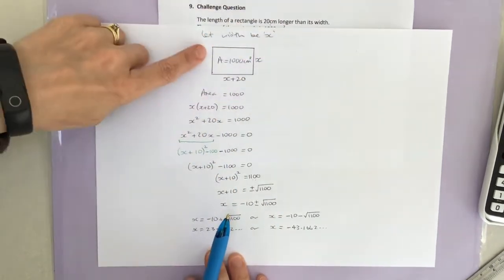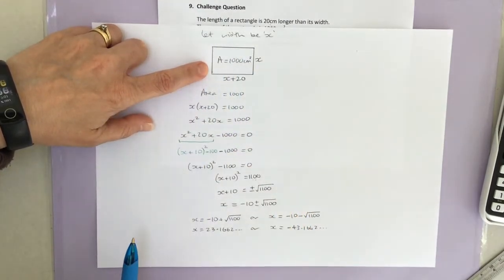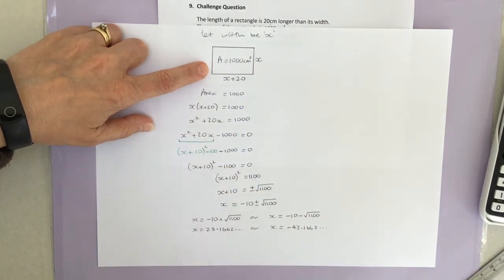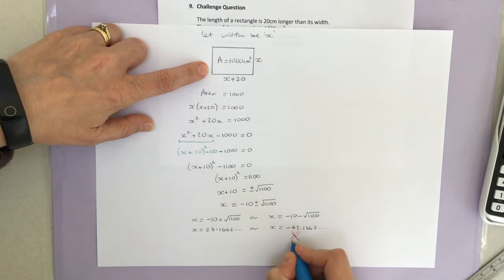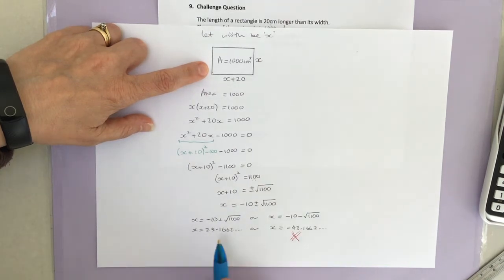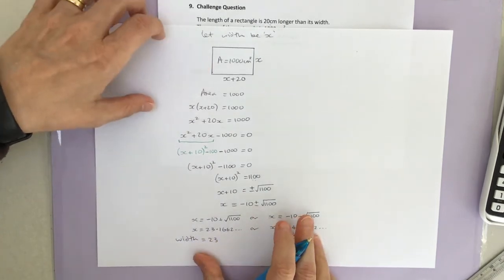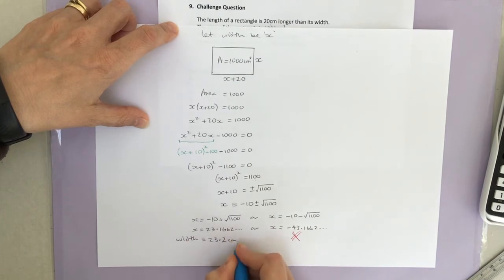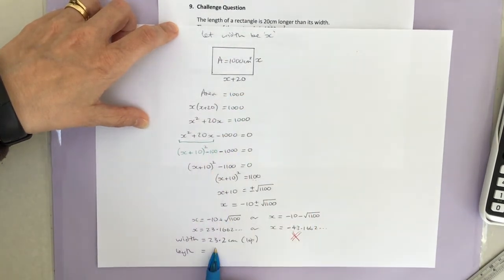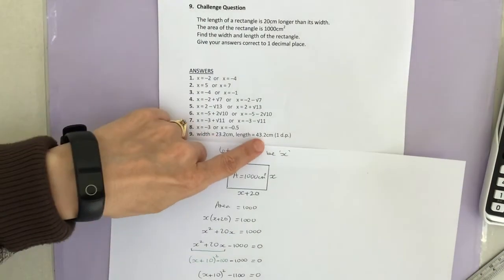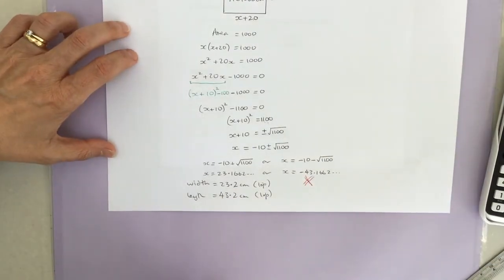But because this is a real life type of situation, a practical situation, this answer's no good now, because x is a length, it's a measurement, so I definitely can't have a negative length, so that's a contradiction. We get rid of that answer, and so that means then my width, to answer this question, my width is 23.2 centimetres to 1 dp, and then my length must then be x plus 20, so 20 added onto this, 43.2 centimetres to 1 dp, and I'm just going to check, yeah, there's my correct answers, 23.2 and 43.2.